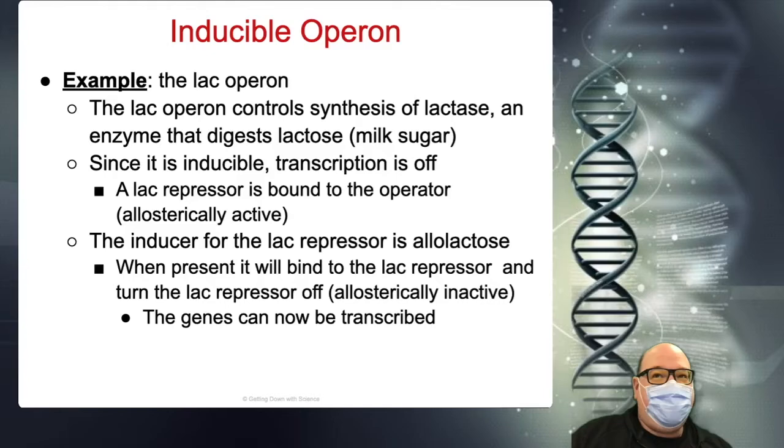So how does that work? We have something called a lac repressor. It binds to the operator. So this one is going to turn on the opposite of the TRP, okay? So the inducer for the lac operon, for the lac repressor, is allosteric, okay? So when it's present, it's going to bind to the repressor and turn the repressor off, and then the gene can be transcribed.